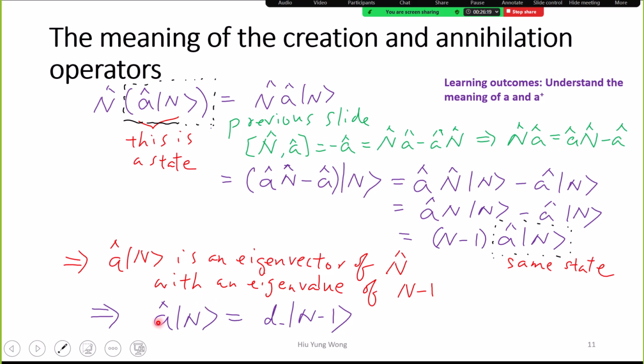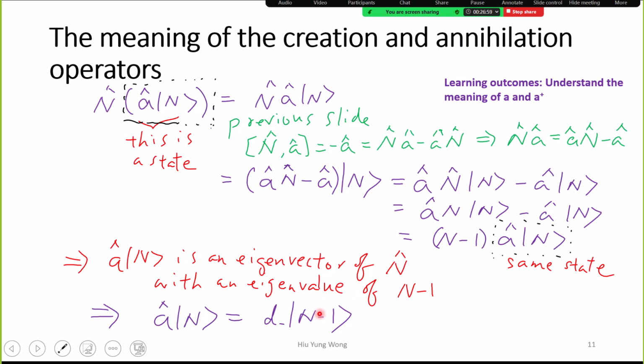So we say that you apply A to this state, you become another state which has n minus 1 number of photons. And now it makes sense. I apply this annihilation operator to the n, I get n minus 1. And that proves the naming, why we call it annihilation operator, because it destroys 1 photon. The system used to have n state, now becomes n minus 1. So I keep saying photon, but I mean quanta of energy, not necessarily photon.